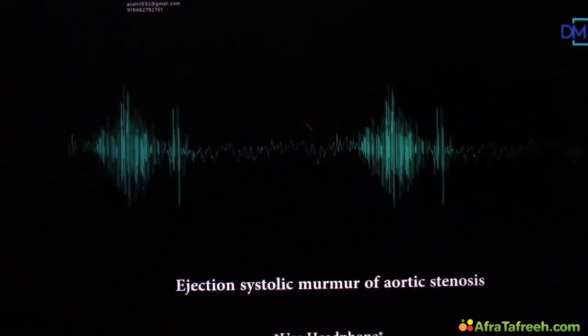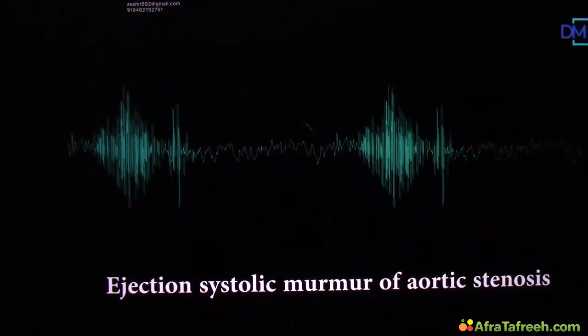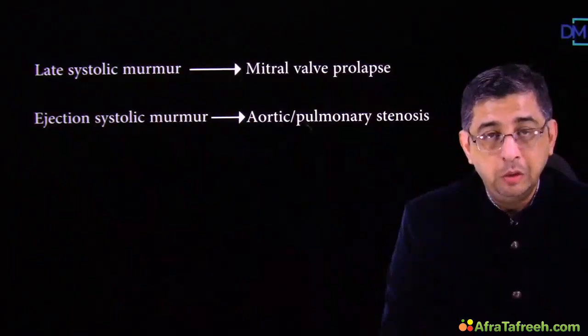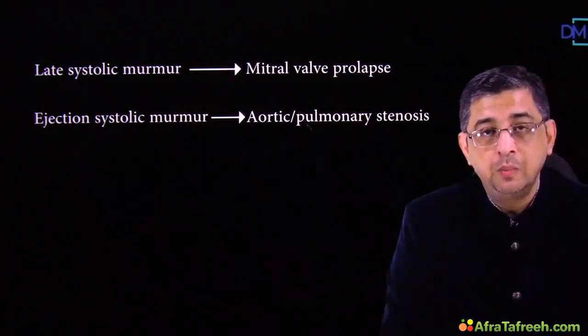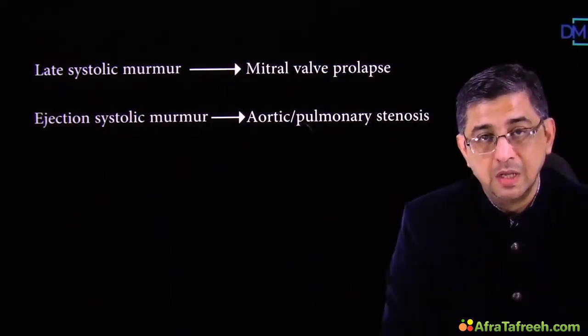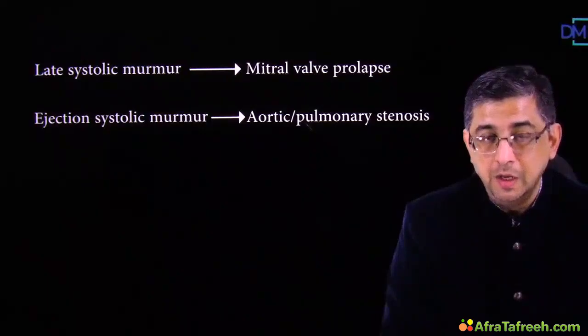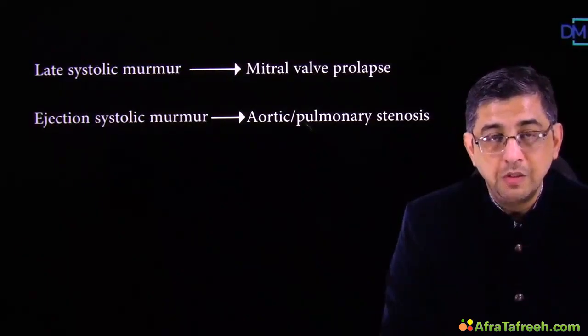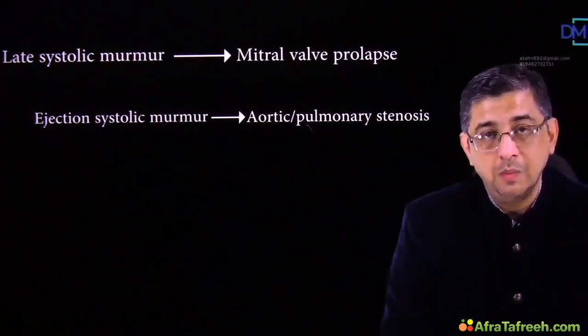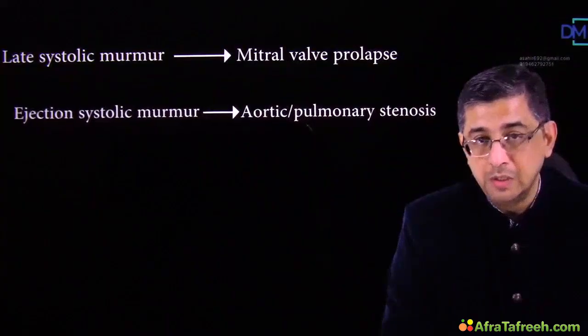Please do not confuse it with ejection systolic murmur, which is a crescendo-decrescendo murmur heard in the phase of valvular aortic stenosis. Once you have listened to this murmur, I would like you to pause the video, rewind and listen to the murmur again of mitral valve prolapse versus the murmur of aortic and pulmonic stenosis. I repeat my statement, late systolic murmur is a feature of mitral valve prolapse and ejection systolic murmur is a feature that is encountered with aortic and pulmonic stenosis.